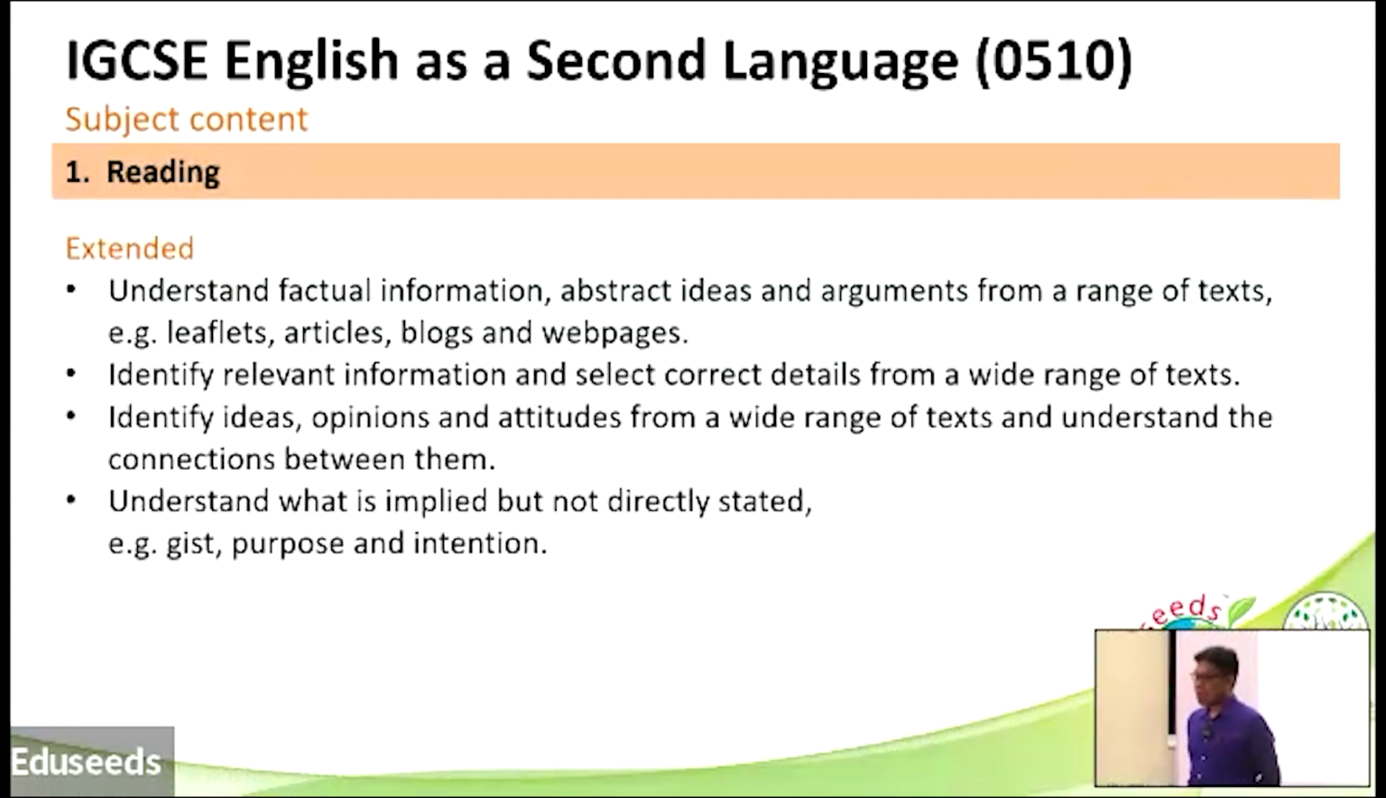So for the extended papers, students are required to understand factual information. Factual information is pure, cold, hard facts. These are confirmed pieces of information. You have abstract ideas and arguments from a range of texts, including leaflets, articles, blogs, and web pages. You're also required to identify information and select correct details from a wide range of texts.